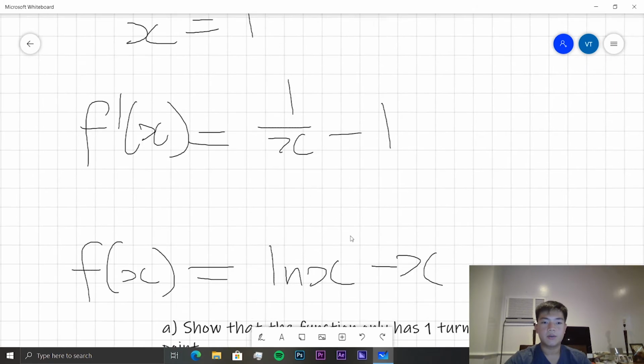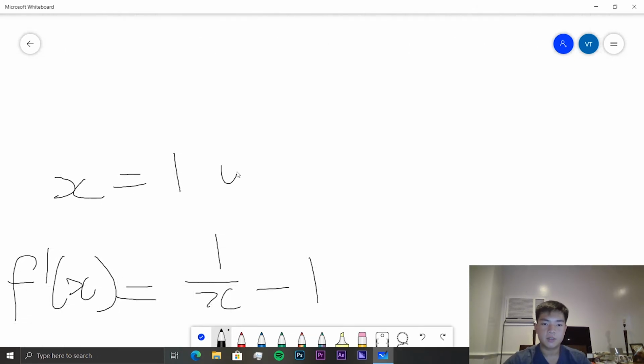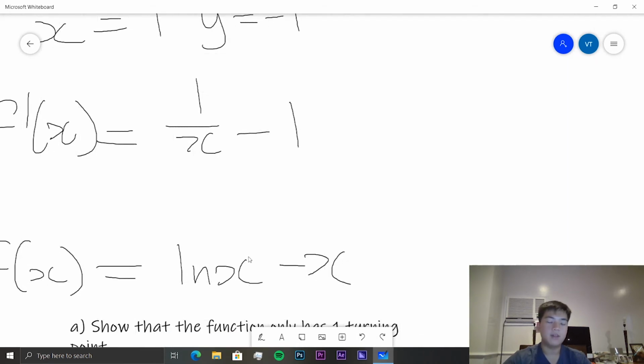So these would be the coordinates of the turning point. The y value is of course negative 1, since we plug it in here: ln 1 minus 1 is equal to 0 minus 1, negative 1.